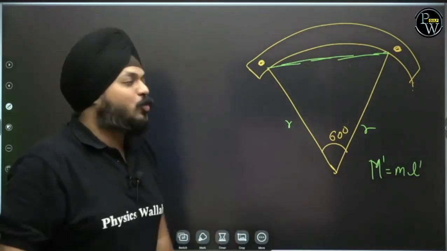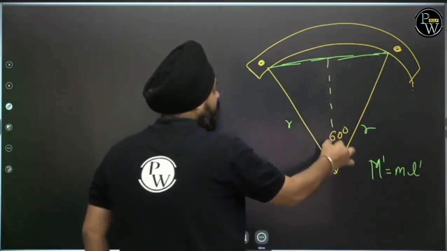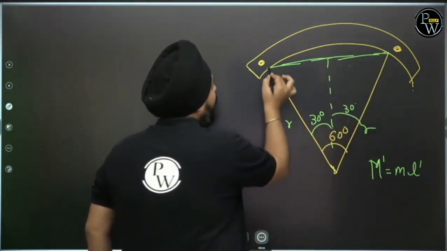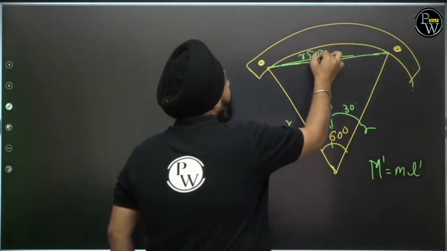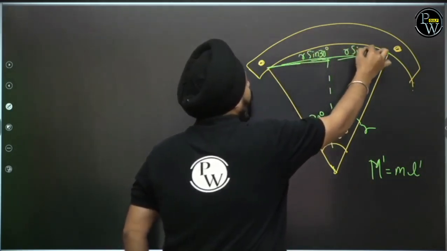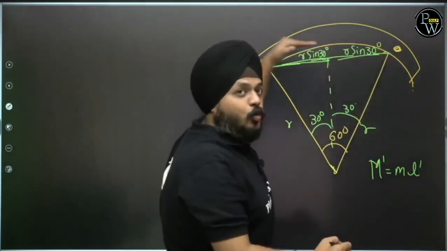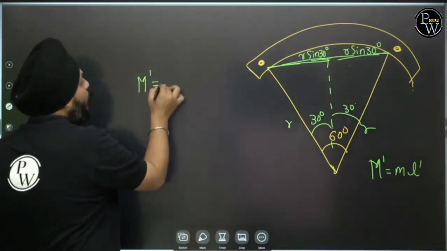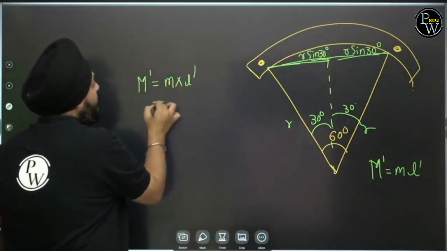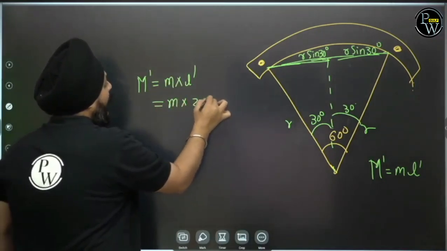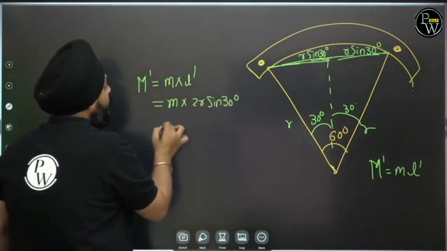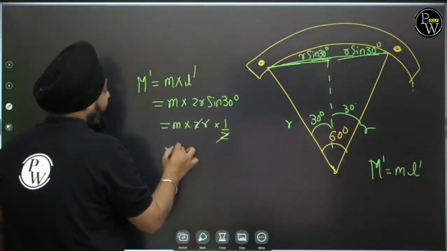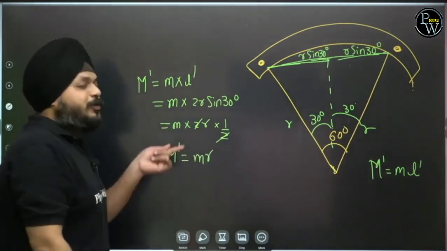Right? So this is 30 degrees, this is 30 degrees, this is R. So this is R sine of 30 degrees, and this is R sine of 30 degrees. The total length is 2R sine of 30 degrees. So M dash is equal to m into L dash, that is small m into 2R sine of 30 degrees. So that is m into 2R, and sine of 30 is half, right? So the new magnetic moment is going to be mR. But in the options, we are not having mR.